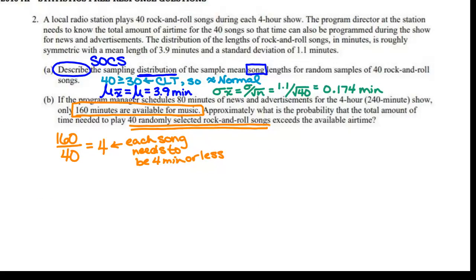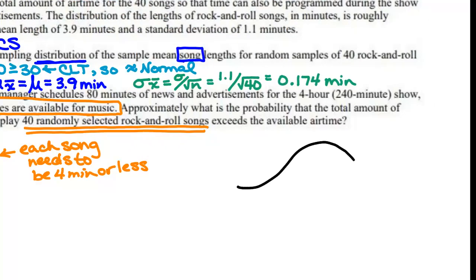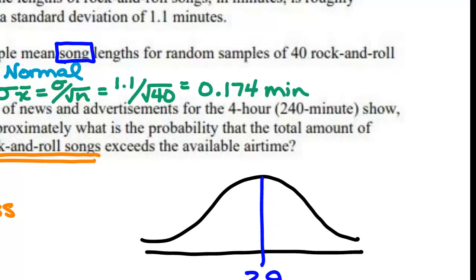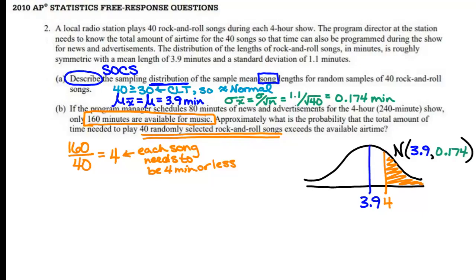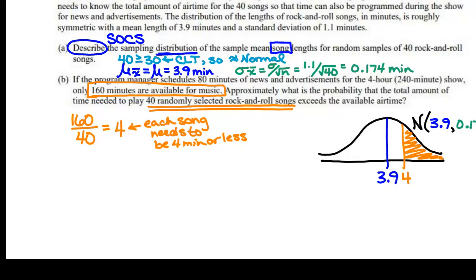And so then we could do our normal curve. Right down the center, we have our mean of 3.9. This is normal with 3.9 and 0.174. We want the probability that these songs are 4 or more minutes, because that would put us over the time. Does that make sense? Okay.